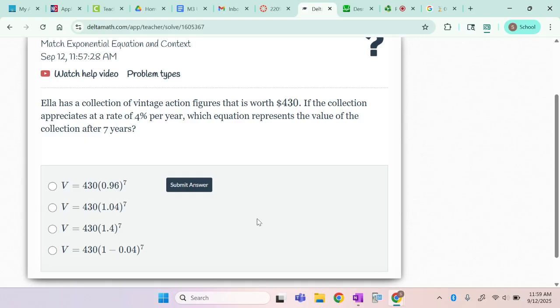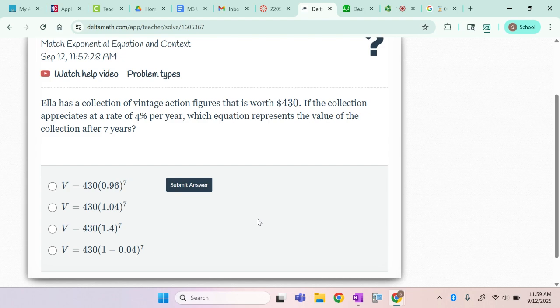Now, all the different features of exponential depend on what scenario you're given. But for this one specifically, if we read this problem: Ella has a collection of vintage action figures that are worth $430. If the collection appreciates at a rate of 4% per year, which equation represents the value after 7 years?